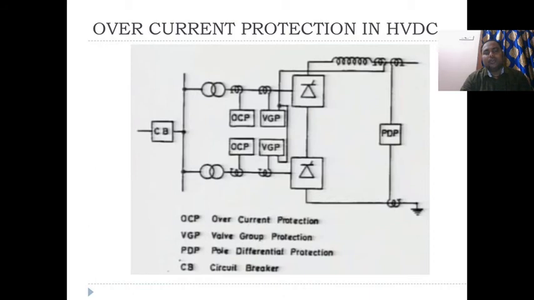In valve group protection, there is protection for every valve. It is needed because in a valve group, excess voltage or excess current during the conduction period can damage the entire valve. In order to protect that, we use valve group protection. As I already said, overcurrent occurs because of short circuits.